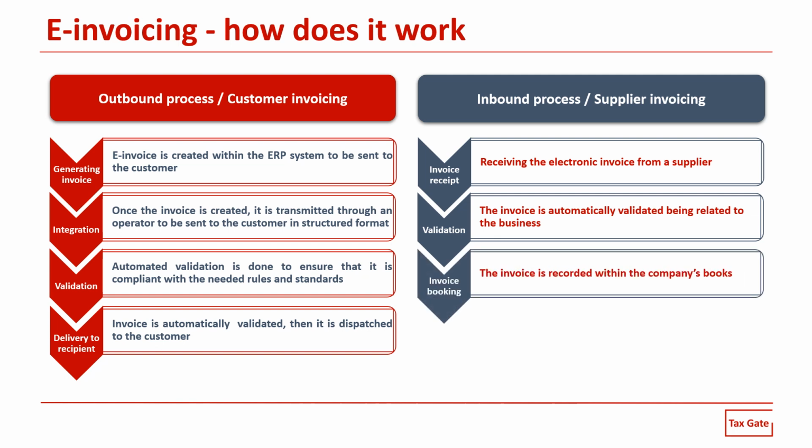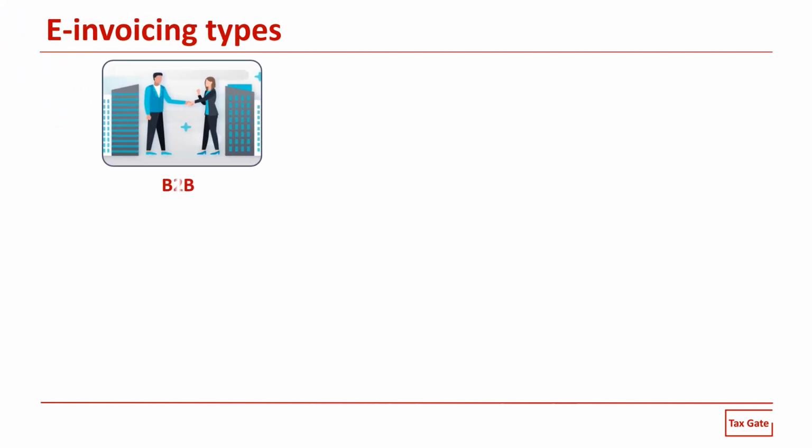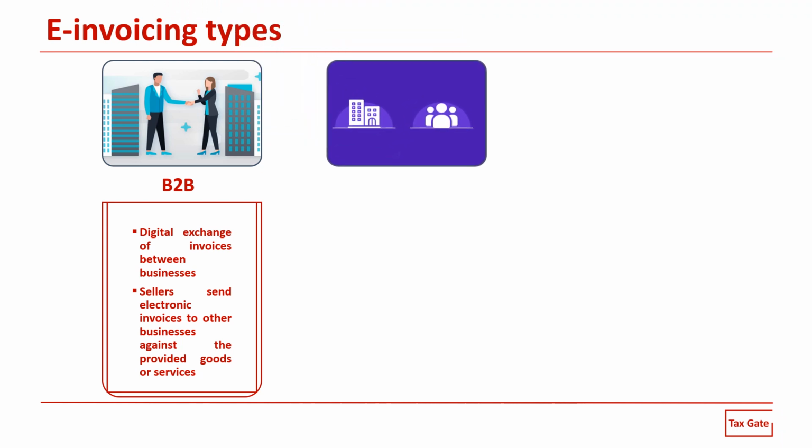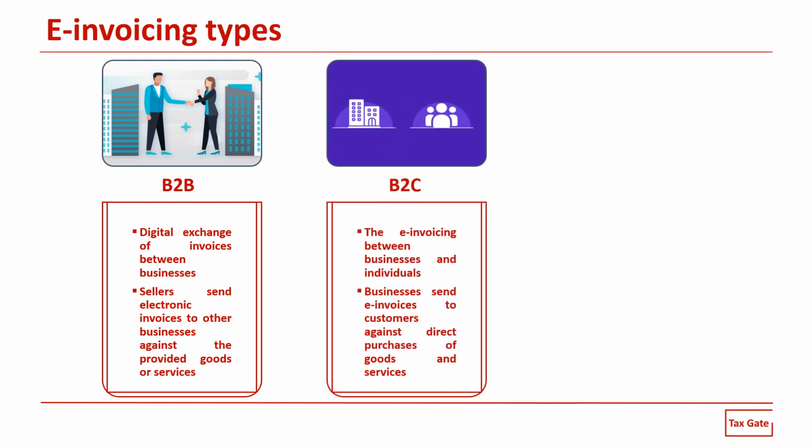Great. With this, now we can move to the types of e-invoicing from a business perspective, and here we would differentiate between the following. First, we have B2B or business-to-business e-invoicing, which is a digital exchange of invoices between businesses, so sellers send electronic invoices to other businesses against the provided goods or services. Also, we have B2C or business-to-consumer e-invoicing, which refers to the electronic invoicing between businesses and individuals, so businesses send electronic invoices to customers against direct purchases of goods and services.